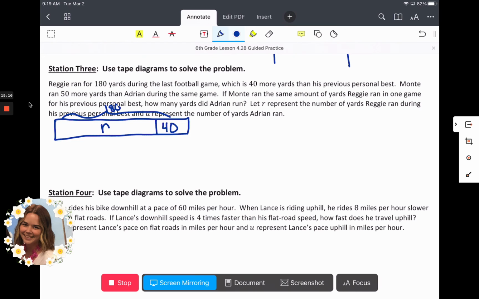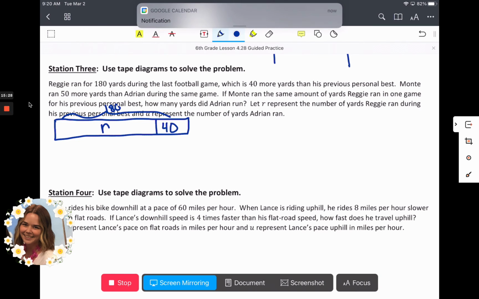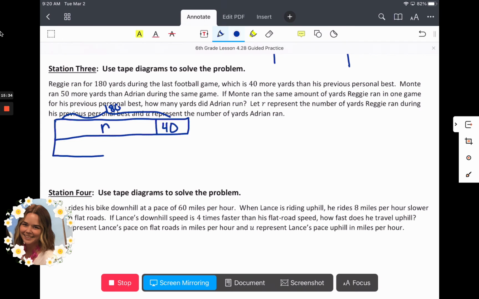Monty ran 50 more yards than Adrian during that same game. And Monty ran the same amount as Reggie's previous personal best. So that means that Monty is equal to R. It says that Monty ran 50 more yards than Adrian during that same game, so we can also think of this as being Adrian plus 50. And that would be Adrian.